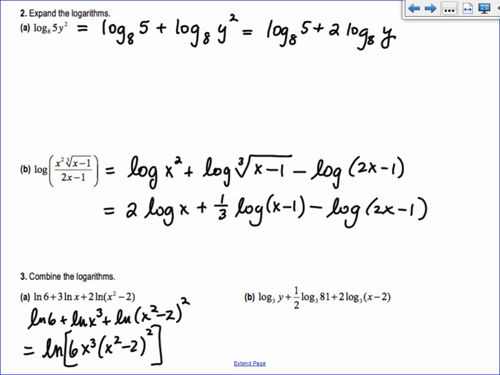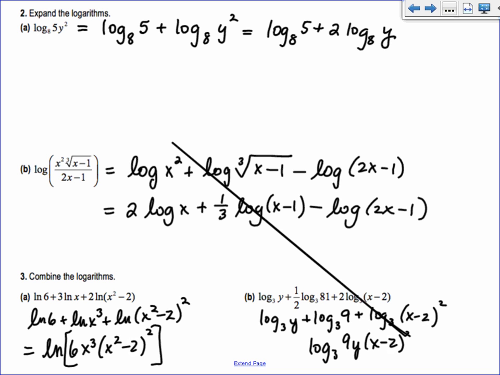All right, same idea on the next one. So it's going to be log base 3 of y plus log base 3 of 81 to the 1/2. What's 81 to the 1/2? 9. It's the square root of 81. Plus log base 3 of x minus 2 squared. So we get log base 3 of 9y times x minus 2 squared. Oops, bracket. So we get that.